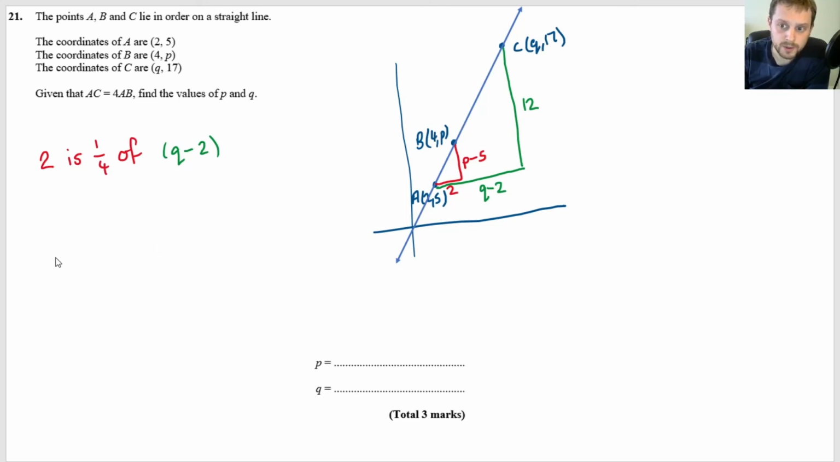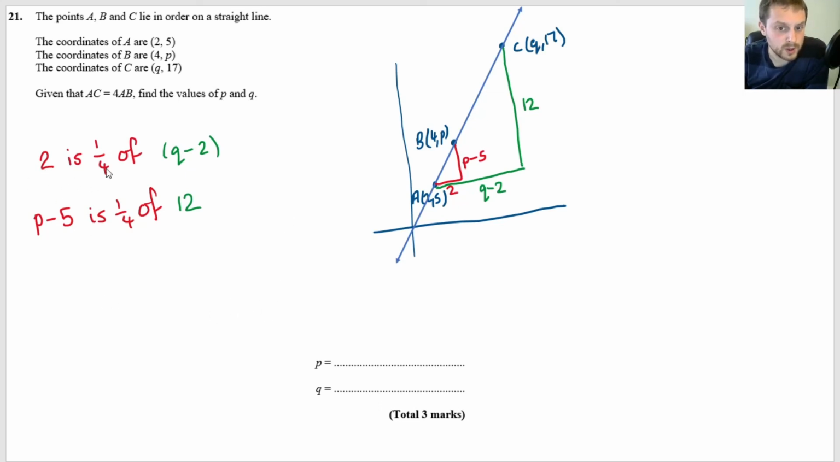And we can also say that P minus 5 is a quarter of 12. Right, whatever this height is, it's a quarter of the height to go all the way up. Right, this is the height to go from A to B, this is the height to go from A to C, and we know that that must be a quarter of that. But now this is actually enough information to answer the question completely.